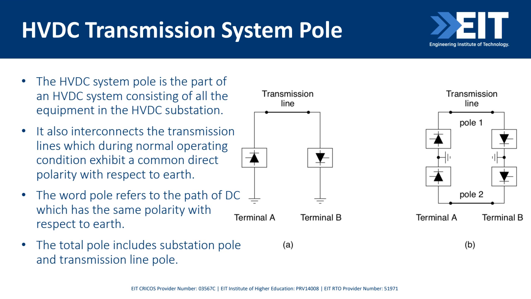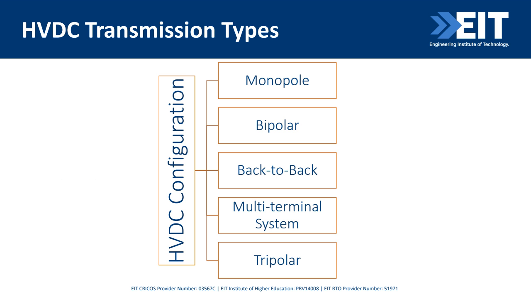So the total pole includes the substation pole and the transmission line pole. It means the converter station and then the whole of the transmission line will be part of the total pole. Then we have different types of HVDC transmission, and different types have different advantages and disadvantages. For some applications, we use one or the other: monopole, bipole, back-to-back, multi-terminal systems and tripolar. These are the types we have so far, depending upon the use case.